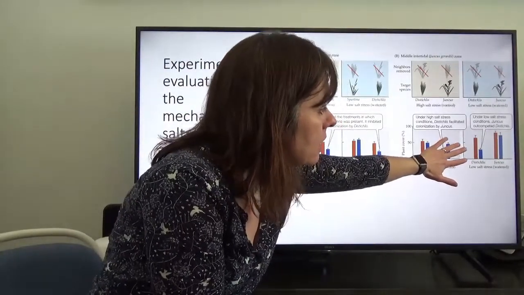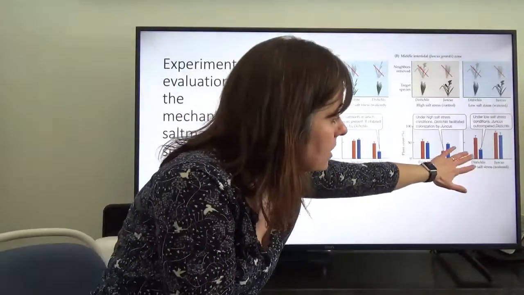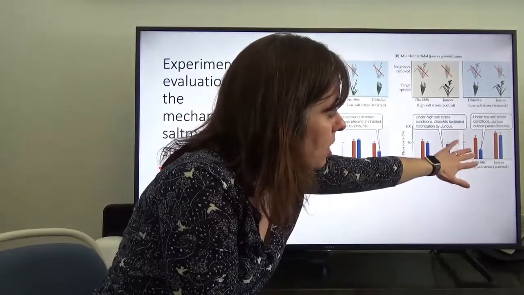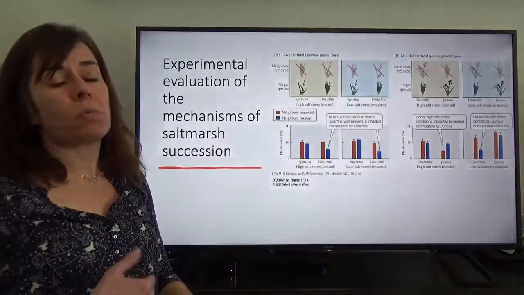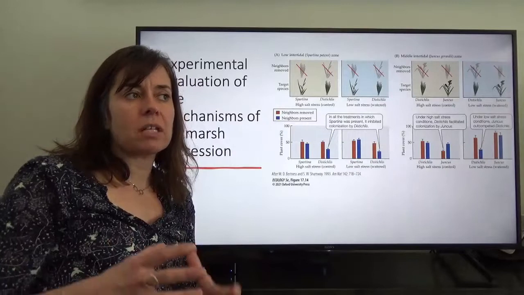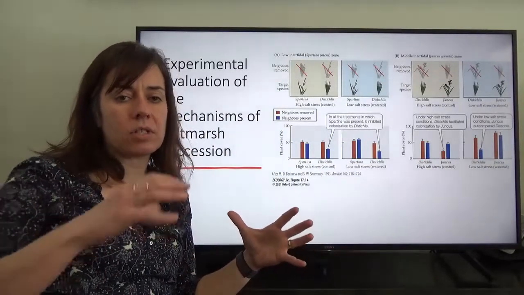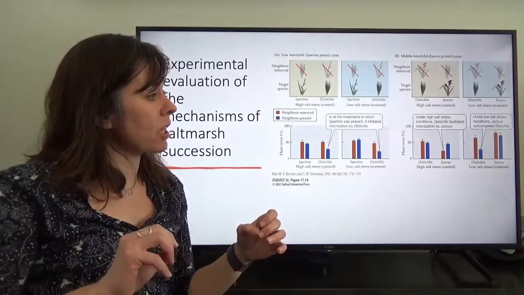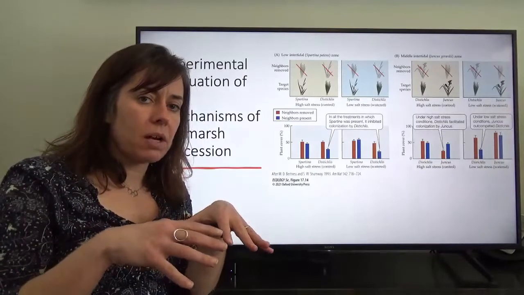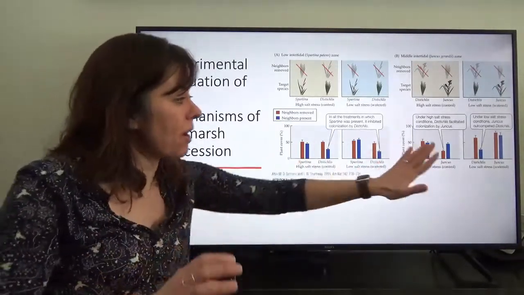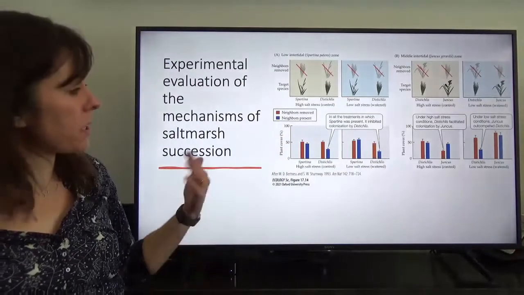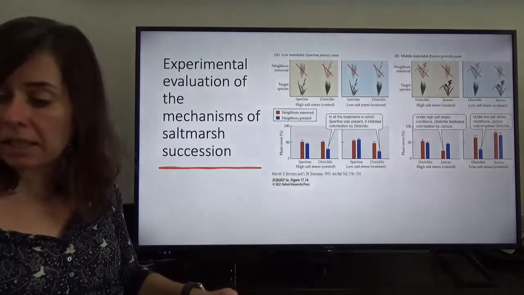Under low salt stress, Juncus didn't rely on Distichlis at all, and instead Juncus outcompeted Distichlis. So Distichlis did much better when Juncus was not present than when it was present. And so again, this suggests that probably Distichlis helps to facilitate or ameliorate the environment in those bare patches at this mid-intertidal zone. But once that salt stress is alleviated, once we have more plant cover, Juncus no longer requires Distichlis and now starts to outcompete it. So it's a situation where you have facilitation early on, followed by inhibition later on in the successional sequence. Okay, so another example where we have multiple models of succession at play.